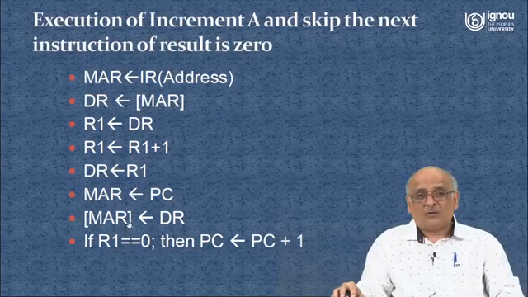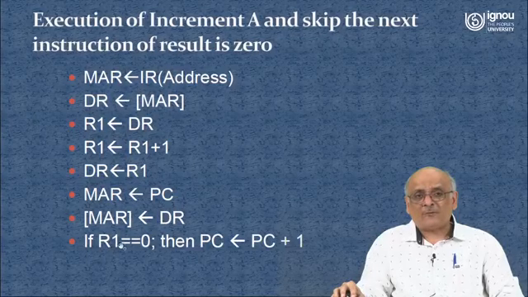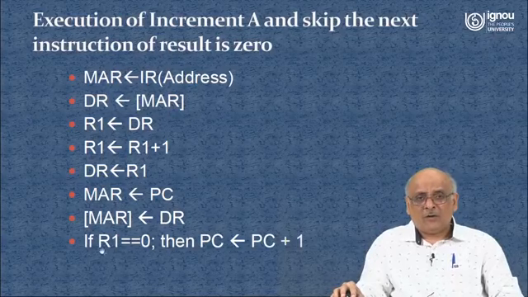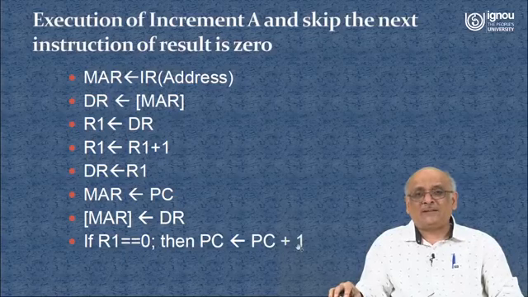Okay, now comes the most important stuff: if R1 equals 0. Just forget this particular line. So DR gets R1. When DR gets R1, basically you are writing it to the memory location belonging to A. So you have written the data, you have incremented the location A. Now if R1 equals 0, what do we have to do? Then PC is incremented by 1.